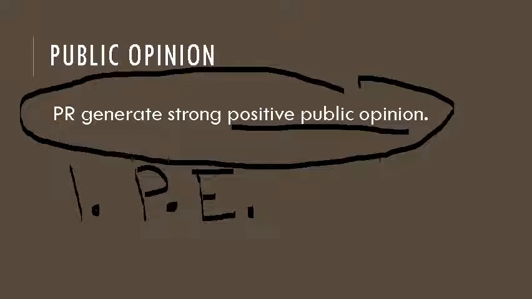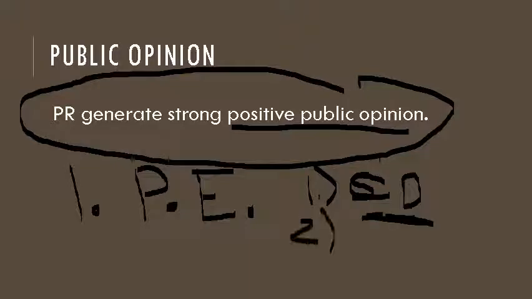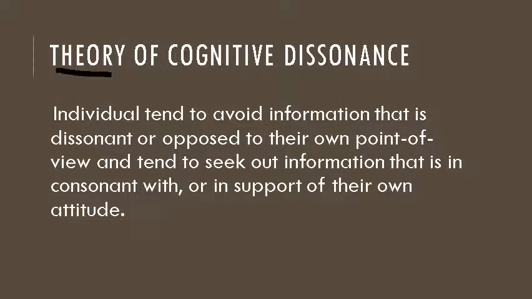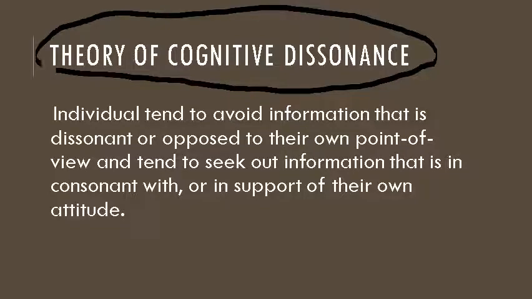There are three theories. Number one is the theory of cognitive dissonance, then the elaboration likelihood theory, and social judgment theory. Let's start with the theory of cognitive dissonance.